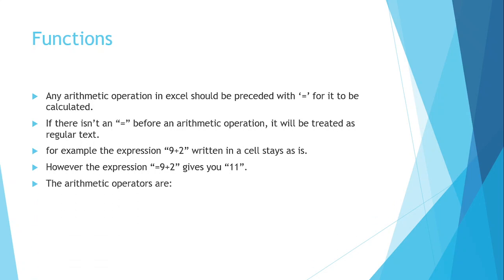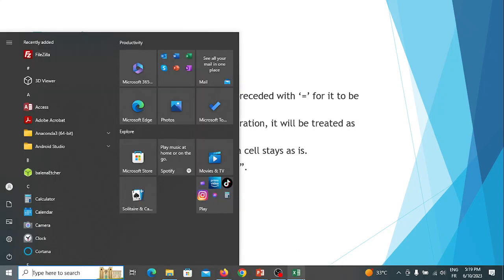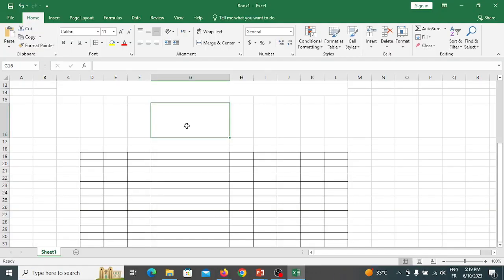The arithmetic operators are plus for addition, minus for subtraction, star sign for multiplication, and the slash for division. Okay, simple. Let's try it out.